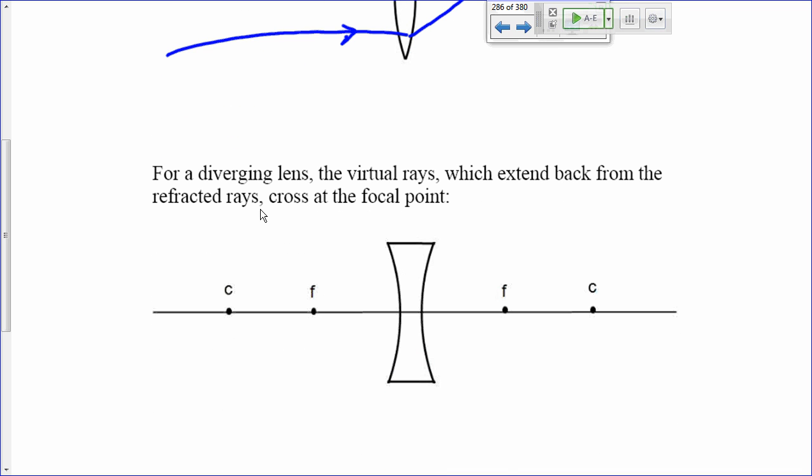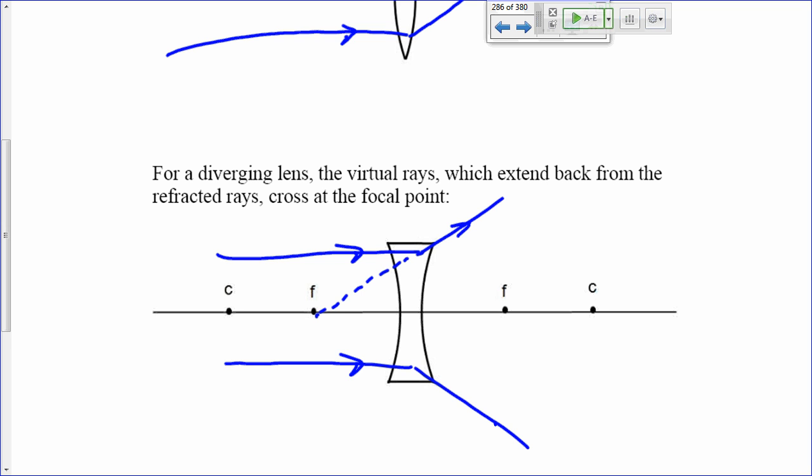You can also define your focal point in that way with a diverging lens. Let your light rays come in parallel. But because this is a diverging lens, these light rays are going to diverge from one another. They're going to diverge in such a way that if you were to trace them back, they would go through the focal point, like that. So we'll define the focal point in that way for diverging lenses. And this will come up when we do our ray diagrams as well.